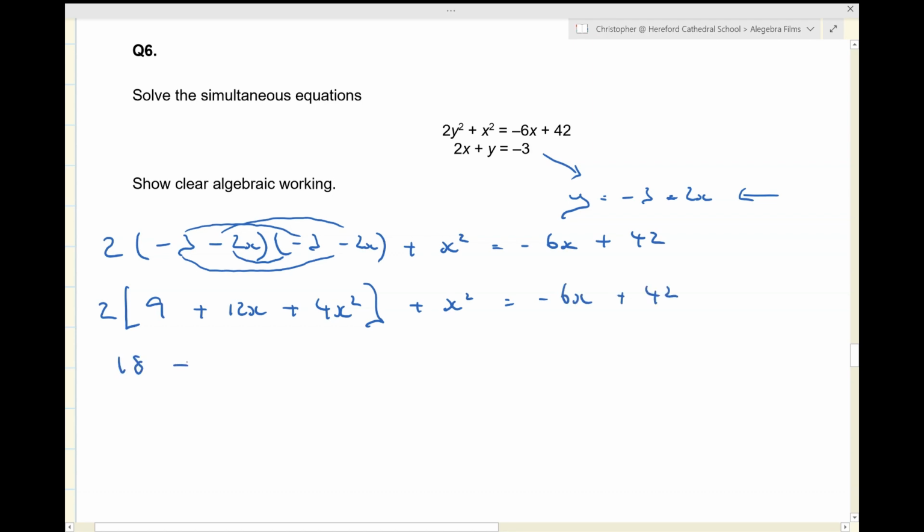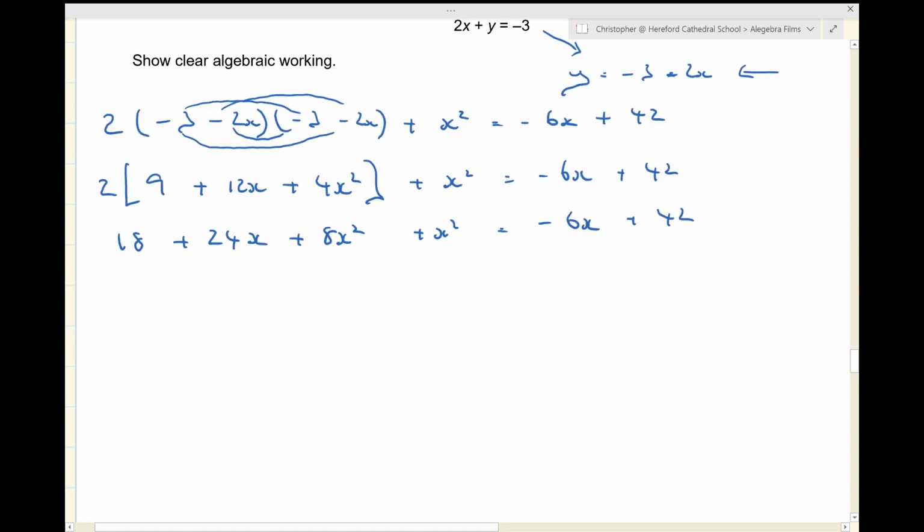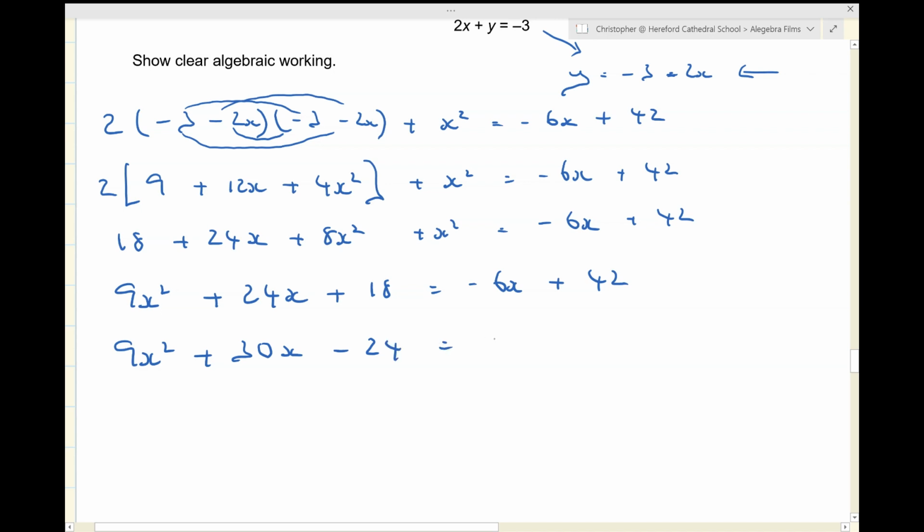Multiply out this bracket, 18 plus 24x plus 8x squared. Copy down the x squared, copy down the minus 6x, copy down the plus 42. Don't do too many things at once, and then you'll be sure to get it right. 9x squared, I'm tidying up the left-hand side now, plus 24x plus 18 equals minus 6x plus 42. Right, I'm going to add 6x to both sides. That's going to give me 9x squared plus 30x. And I'm going to minus 42 from both sides as well, which gives me 18 minus 42 is minus 24, and that equals 0.